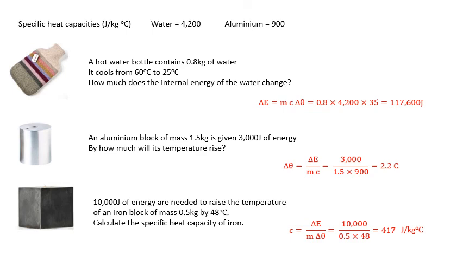In the first one, we're working out delta E. It says how much does the internal energy of the water change. In the second one, it's asking for the temperature rise, delta theta. So that's going to be delta E over mc. And in the last one, we're working out the specific heat capacity. So c is delta E over m delta theta.